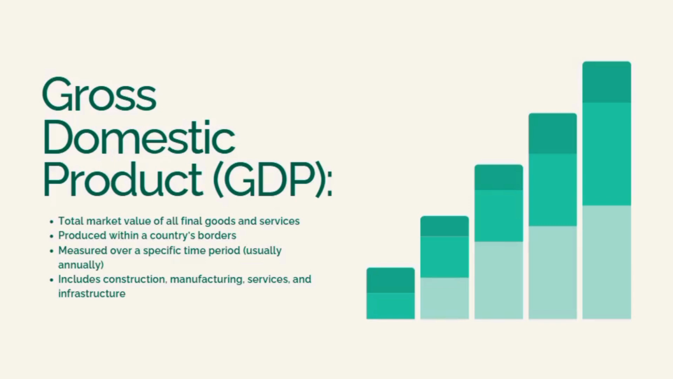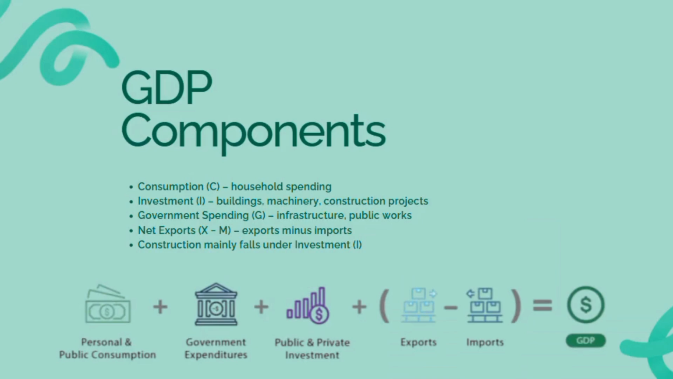What is GDP? GDP is gross domestic product, and it focuses on the total value of all the final goods and services produced within a country's borders during a specific period, which is usually measured over a year. What are its components, or how can I measure them? The first is consumption, which is household spending. Second is investment, which covers buildings, machinery, and construction projects. Third is government spending, such as roads, bridges, and public infrastructure. And the last is net exports, which is exports minus imports. Most construction activity falls under investment.